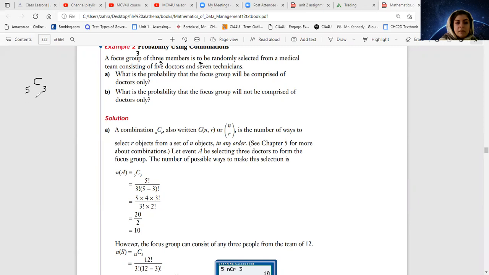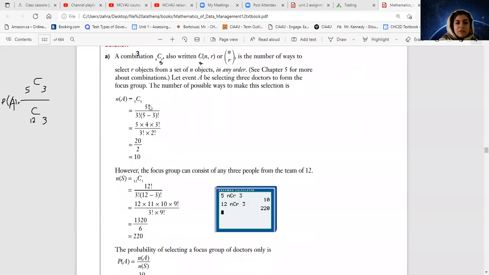Okay, divided by, this is the desired outcome, divided by the total outcome. How many people do we have in total? 7 plus 5 is 12. The total outcome is choosing 3 out of the 12. This is going to be the probability of A, desired divided by total. So just look at what they did. Choosing 3 out of 5, so it's going to be 5. I think there's a typo here.